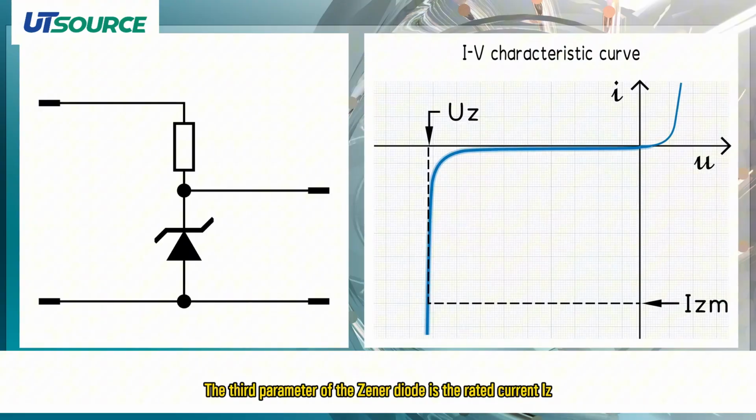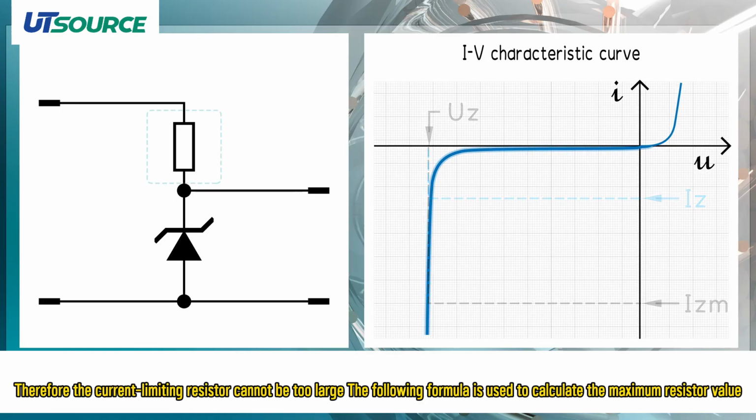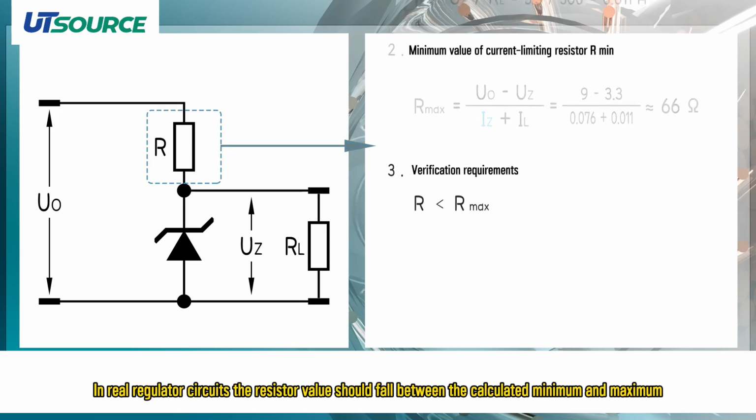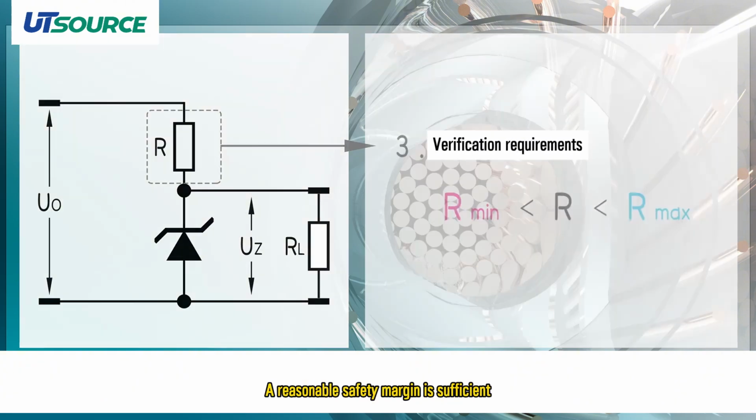The third parameter of the Zener diode is the rated current Iz. It is the minimum current required for regulation. Only above this value can good regulation be achieved. Therefore, the current limiting resistor cannot be too large. The following formula is used to calculate the maximum resistor value. In real regulator circuits, the resistor value should fall between the calculated minimum and maximum. A reasonable safety margin is sufficient.